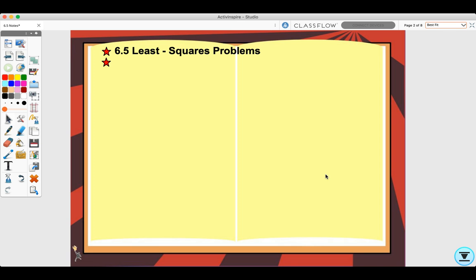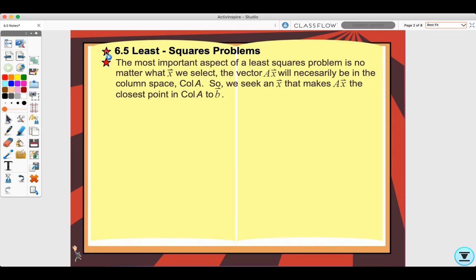Today we're doing section 6.5, least squares problems. The most important aspect of least squares problems is that no matter what x we select, the vector Ax will necessarily be in the column space of A. So we seek an x that makes Ax the closest point in Col A to b.